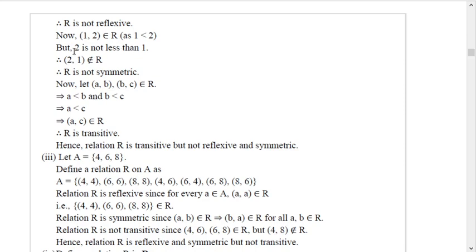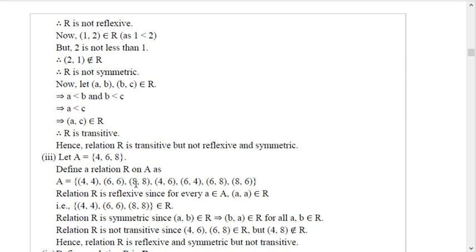Next, (1, 2) belongs to R. You see here 1 is less than 2. When you change its position, (2, 1), you see here this 2 is not less than 1. So R is not symmetric. Similarly for transitivity, (a, b), (b, c): a is less than b, b is less than c. So you see here a is less than c. So R is transitive, but not reflexive nor symmetric.